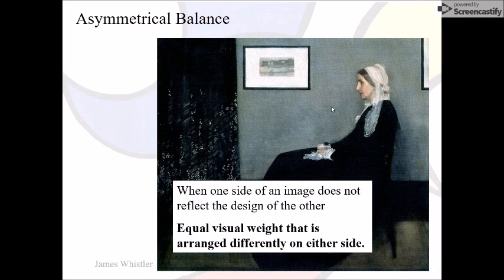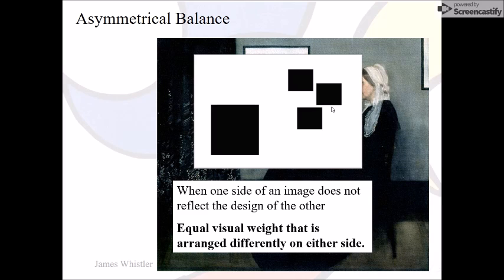So asymmetrical balance is when one side of an image does not reflect the design of the other. Equal visual weight that is arranged differently on either side. And here's your diagram. The three small rectangles total the area of the larger square.